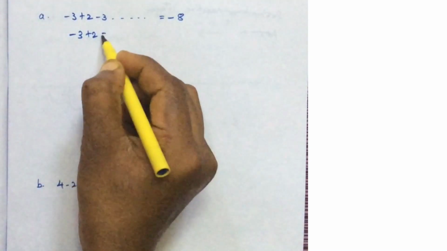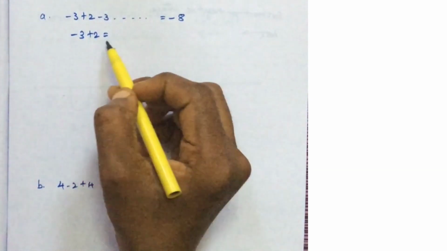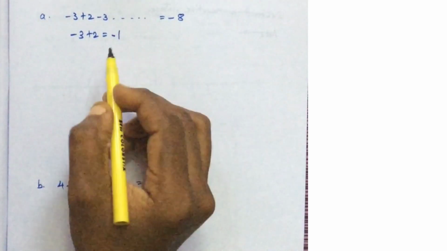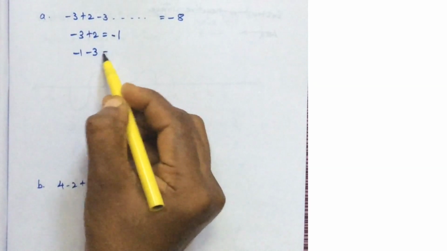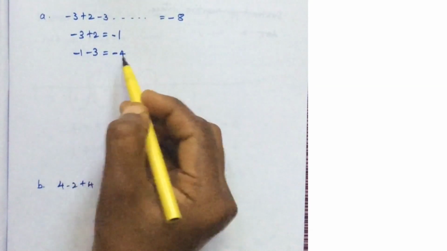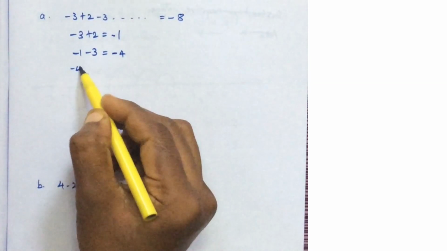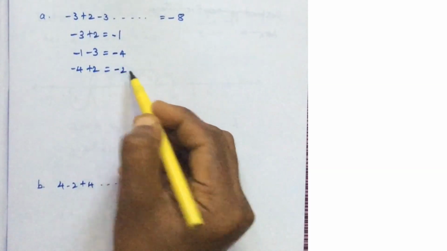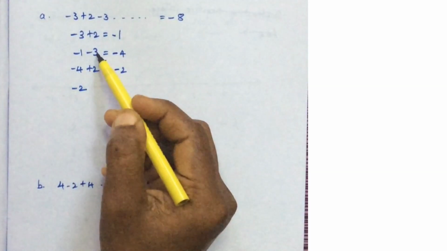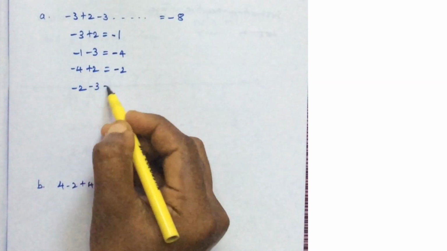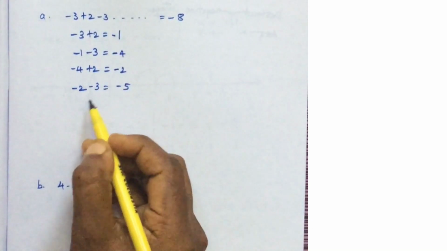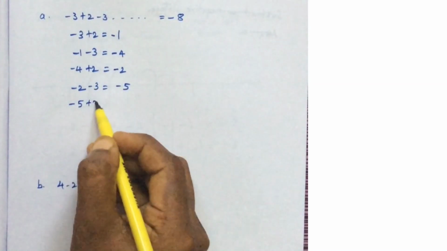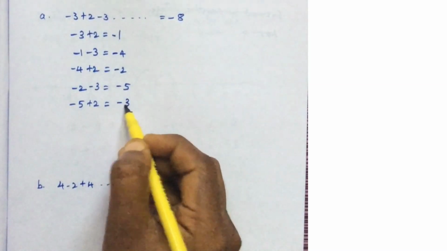Minus 3 plus 2: when the signs are different, subtract, 3 minus 2 is 1, with the sign of the greater number, so minus 1. To this minus 1, again minus 3, that is equal to minus 4. 3 plus 1 is 4 and minus. To this minus 4, again plus 2, that is equal to minus 2. So minus 2 minus 3, that is minus 5. Then minus 5 plus 2, that is equal to minus 3.